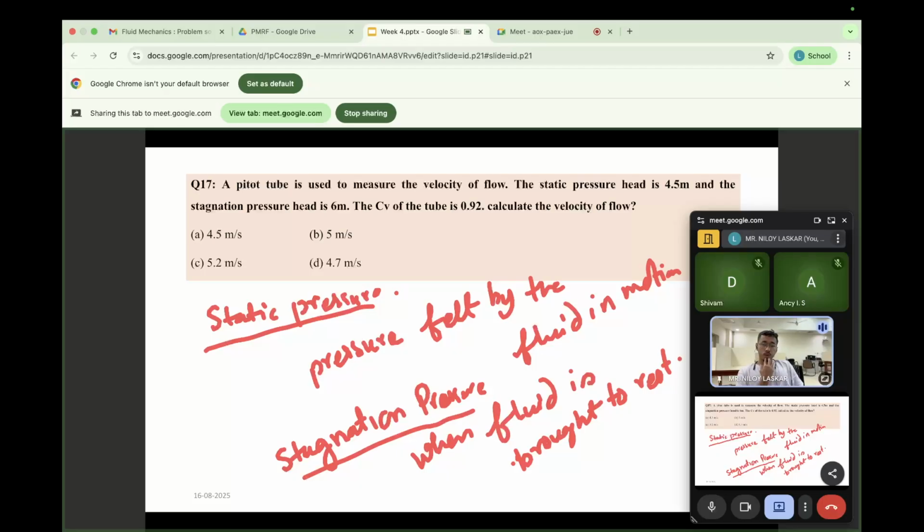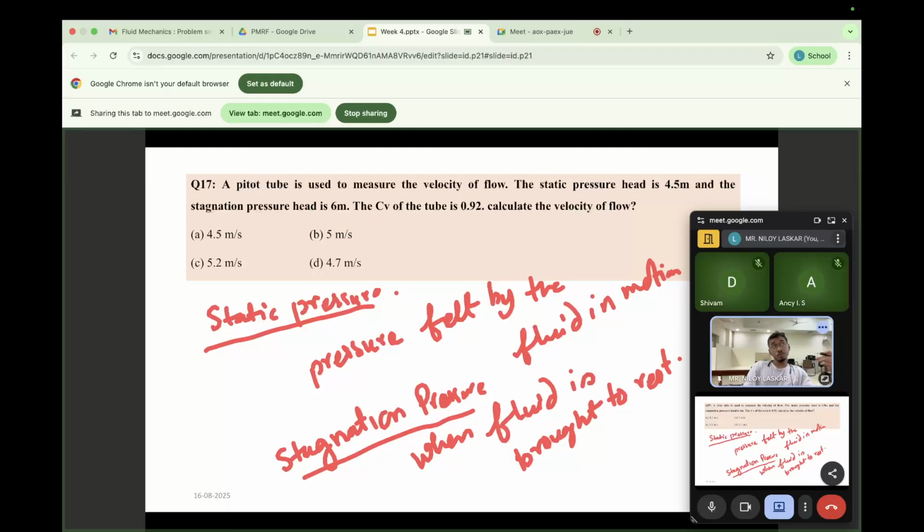See, can you tell which pressure is more? Either static pressure is more or stagnation pressure is more? Because one pressure is related to velocity and another is at rest. So this stagnation pressure that is at rest, the pressure should be more.